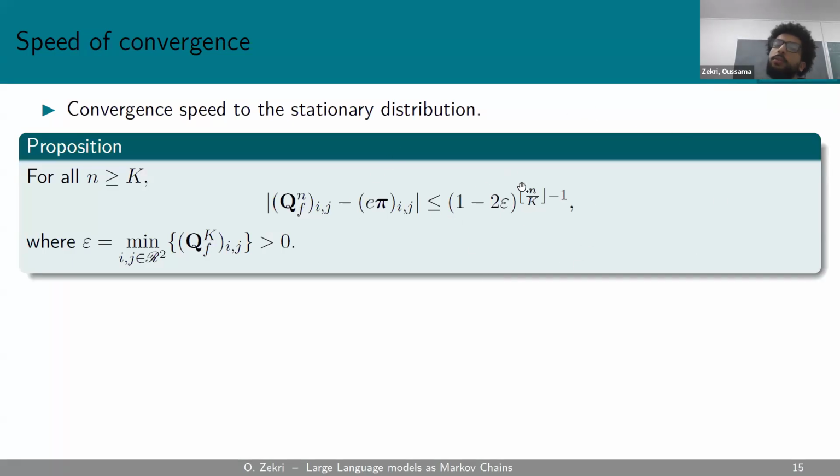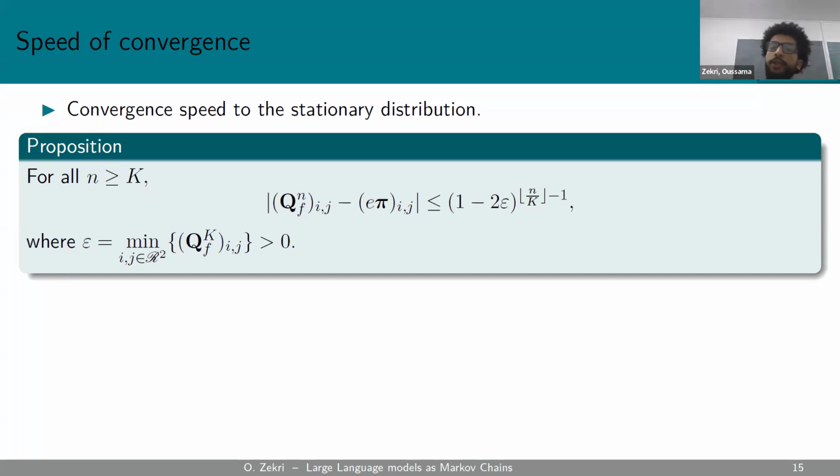So this rate is exponential, but the number here is really close to 1. So it means that it can take a lot of time to converge to a stationary distribution. And this number epsilon depends on the temperature of the transformer. I don't know if you know what the temperature is, but basically it's a parameter that you can play with when you prompt your LLM.